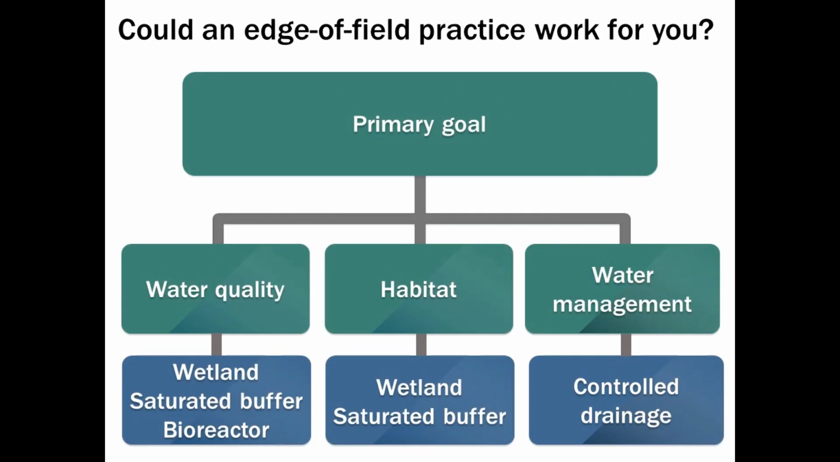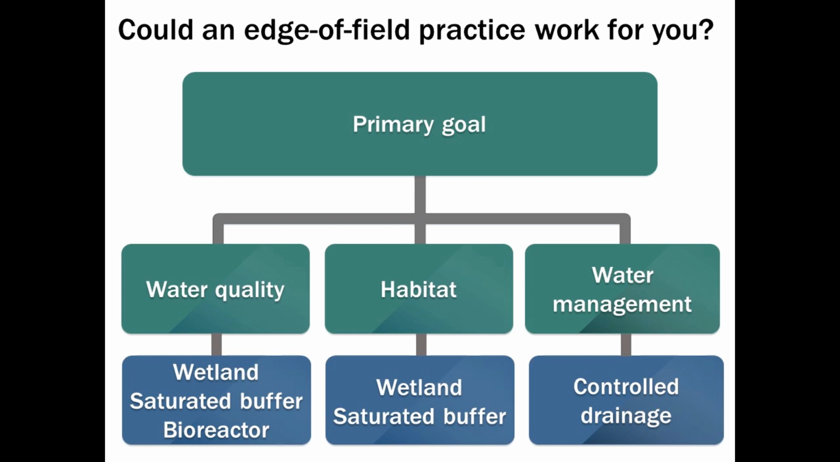And so to wrap up then, let's go through the decision-making process around these edge of field practices and how you might think about which of these practices might make the most sense for your land or your operation. One of the easiest ways to start is to look at what's your primary goal for the practice. So if the primary goal is improving water quality, and that's a great goal to have, really any of the practices are going to make sense, but probably the ones that will make the most sense in this case would be a wetland, a saturated buffer, or a bioreactor.